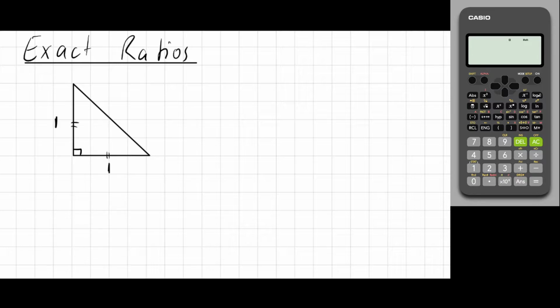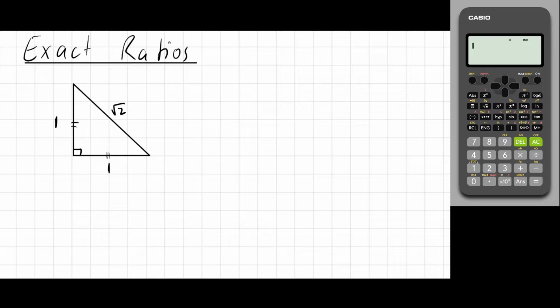Now, if you do Pythagoras' theorem, and I actually implore you to stop and have a go, you get that this side here is the square root of 2, because it's 1 squared plus 1 squared, and the square root of that. So 1 plus 1 is 2, square root of 2.